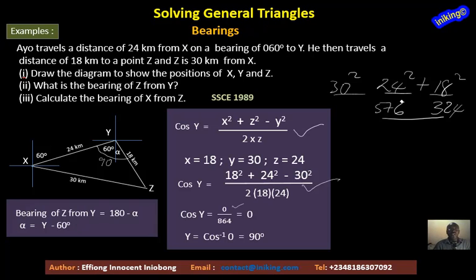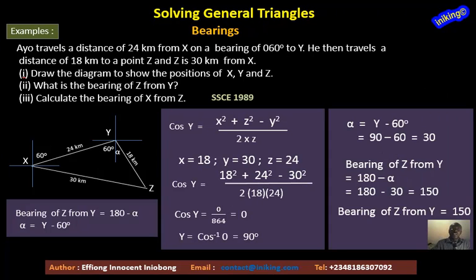So now we know that angle y is 90 degrees. We can now find our bearing. Let's get first alpha. Alpha is y minus 60, as we have said earlier on. So our alpha is what? Y minus 60, which is 30 degrees there. So the bearing is 180 minus alpha. This angle from here up to that point will be 180, the whole of this, subtract alpha from it. So that gives us the bearing of z from y.